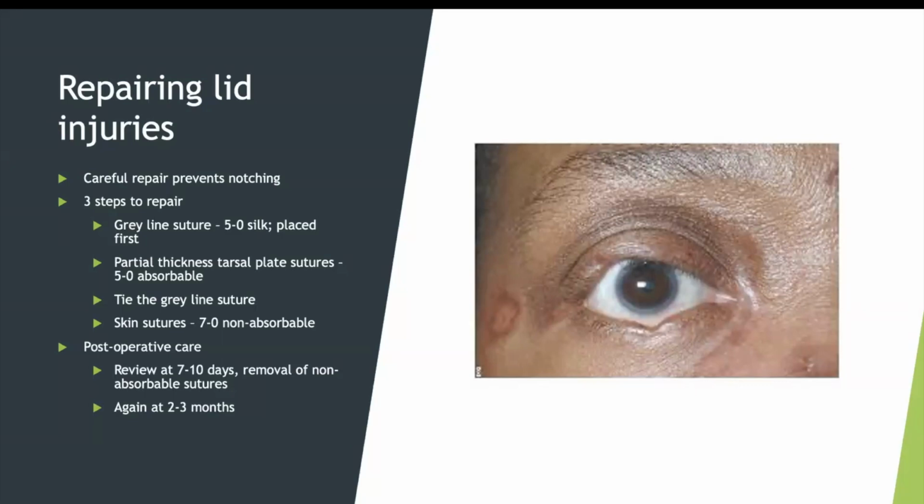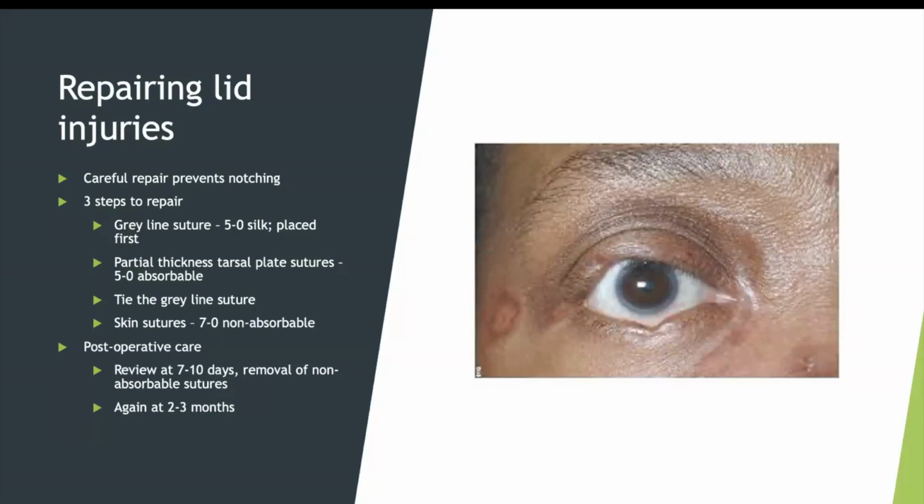So if you have a non-absorbable suture, you keep it in long enough for the skin to start to heal and for the skin to close, and then just take them out so that you can reduce the amount of inflammation, bearing in mind that you will have some because of those tarsal plate sutures anyway. So a 7/0 Prolene, for example, that you take out after 7 to 10 days, remove those non-absorbable sutures, and then you can see them again at about 2 to 3 months to make sure that everything is healing nicely.